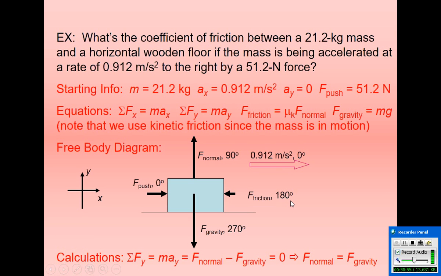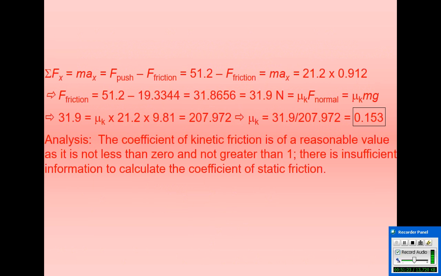The long and short of it is our second law applied to the y-axis. We get the normal force minus the gravitational force equals 0. So therefore, the normal force must be equal to the gravitational force. The gravitational force is equal to mg. M is 21.2, g is 9.8, because this is presumably near the surface of the Earth. So we can calculate the normal force.